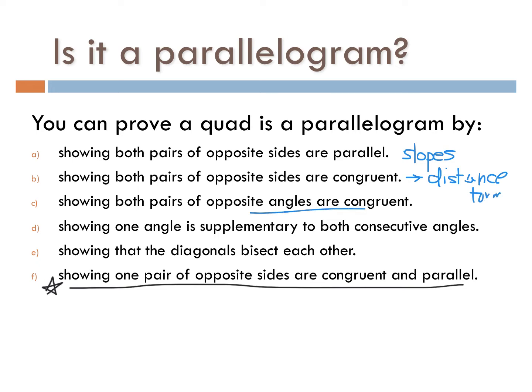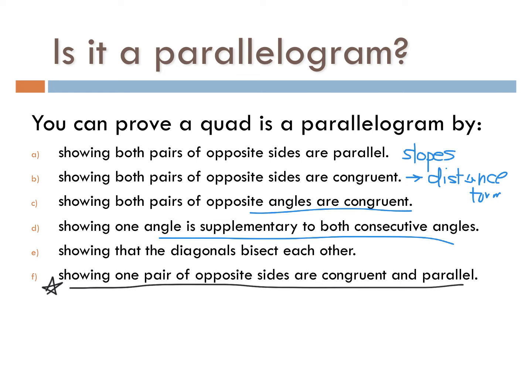Both pairs of opposite angles are congruent. We are not going to be able to do that in a coordinate proof. Showing one angle is supplementary to both, not going to be able to do that. Technically, if they're perpendicular, we're going to be able to do some stuff, but just to find, like, if the angles were 60 and 120, I can't do that in a coordinate proof.